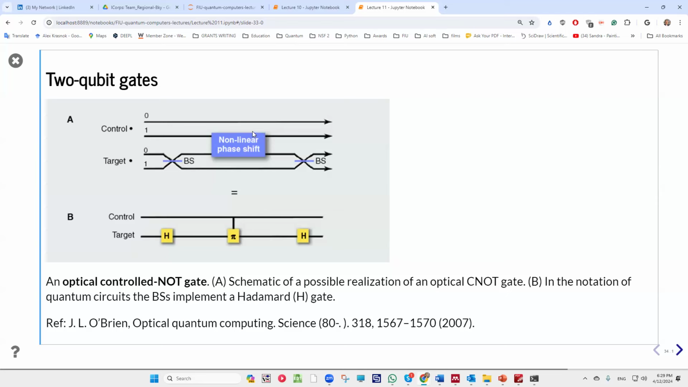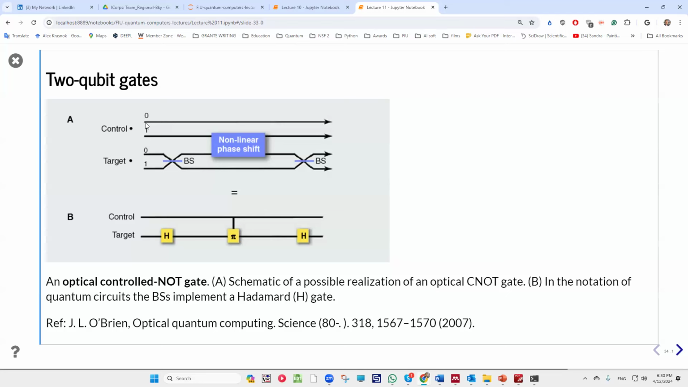And yeah, the key element of this scheme is this nonlinear phase shifter. So this is basically a strongly nonlinear material whose behavior depends on whether we have the photon in the control part of this circuit, photon coming to the state 1 or not. So you remember that CNOT gate, where the state of the target qubit depends on the state of the control qubit.